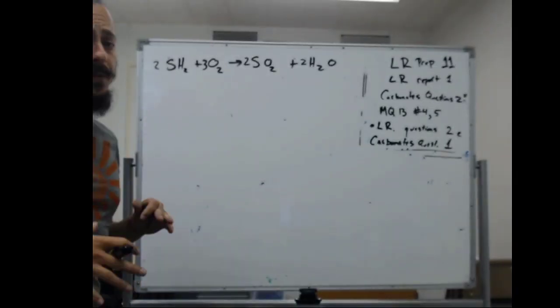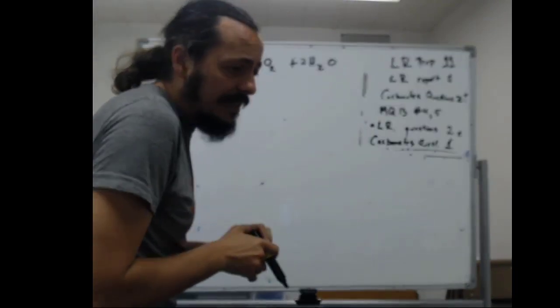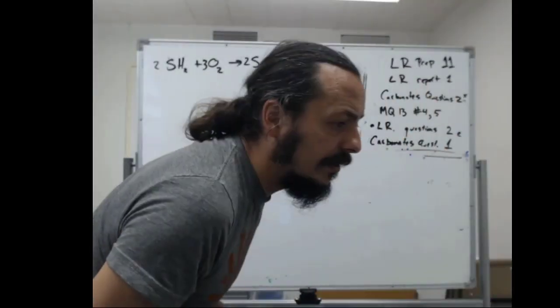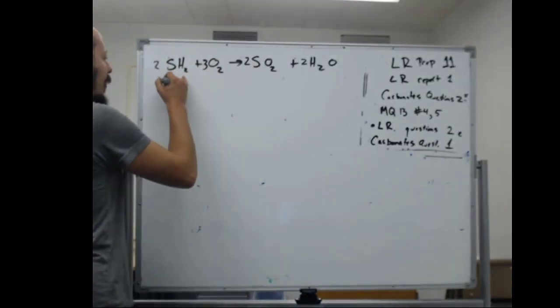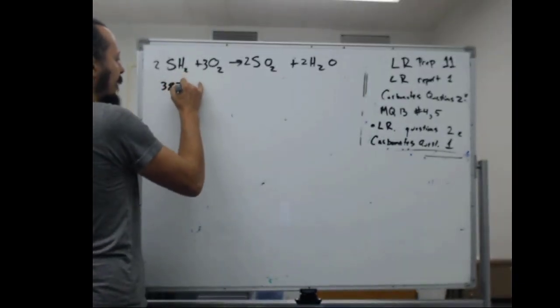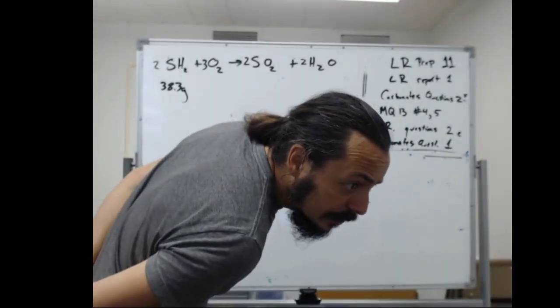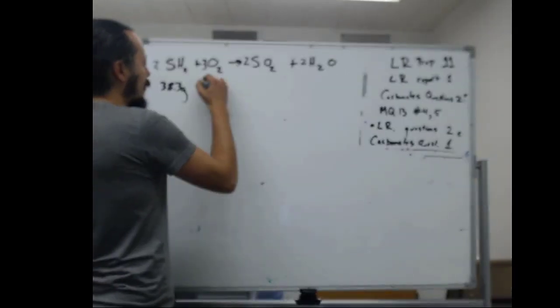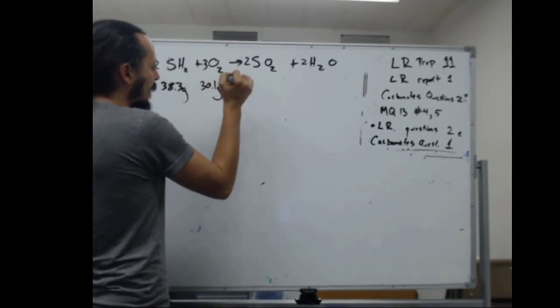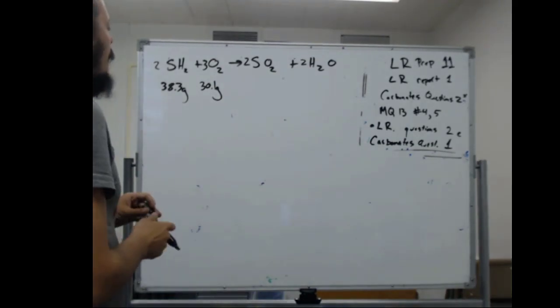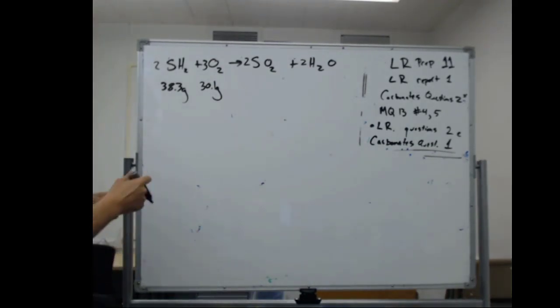And now I find this step to most easily be done just by thinking about it stoichiometrically. So we are doing this reaction with 38.3 grams of SH2 and 30.1 grams of oxygen. Okay. So we've got our balanced chemical equation.